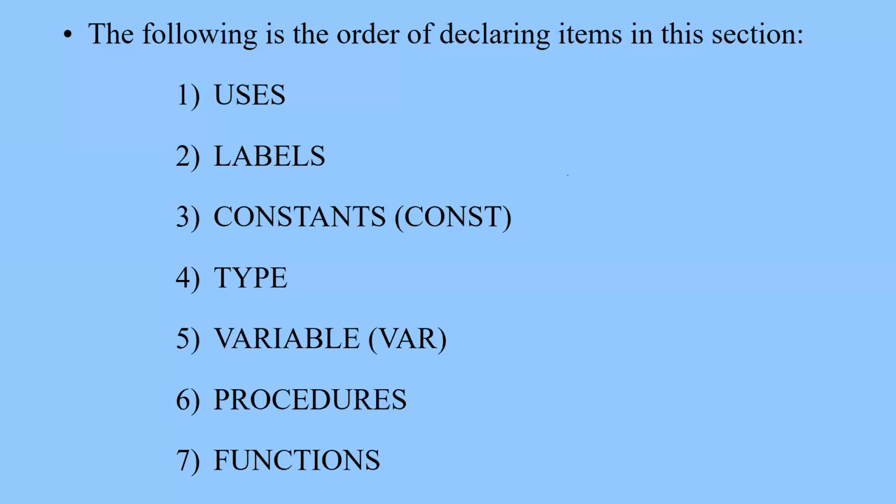But that is the order. You don't interchange them. Always you begin with uses, followed by labels, followed by constants, followed by type, followed by variable, followed by procedures, then functions. In that order. You can't begin with functions and then end with uses. That is the specific order of declaring those items, if you're going to have them in your program. If they're not going to be used in your program, you don't declare them. But if you use them, you declare those that you are going to be using.